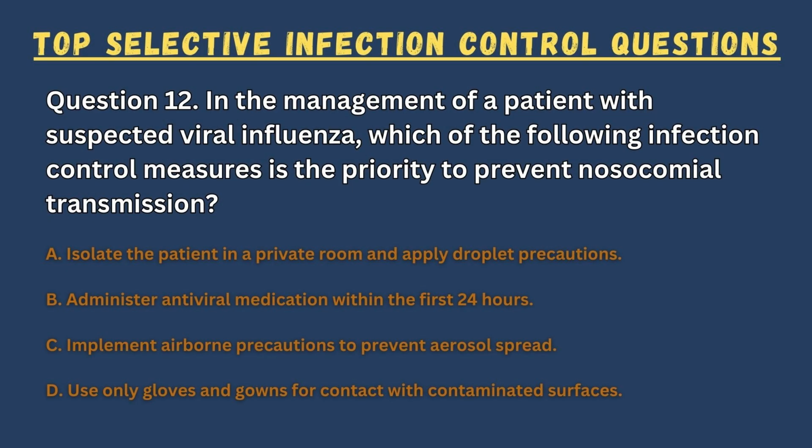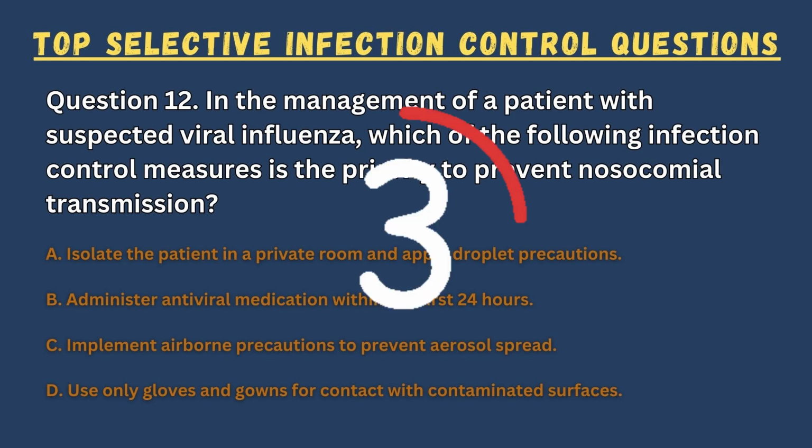Question 12. In the management of a patient with suspected viral influenza, which of the following infection control measures is the priority to prevent nosocomial transmission? A. Isolate the patient in a private room and apply droplet precautions. B. Administer antiviral medication within the first 24 hours. C. Implement airborne precautions to prevent aerosol spread. D. Use only gloves and gowns for contact with contaminated surfaces.